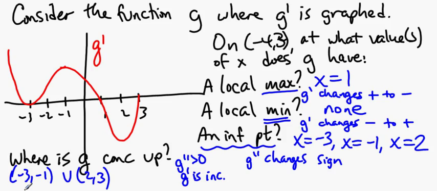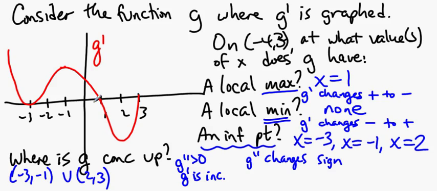This is different than when we looked at where G was increasing or decreasing. G is increasing where G prime is positive. And so there we'd just be looking at this area up to negative 3, not including negative 3, and then from negative 3 to 1. Those would be where G prime is positive, and so where G is increasing.